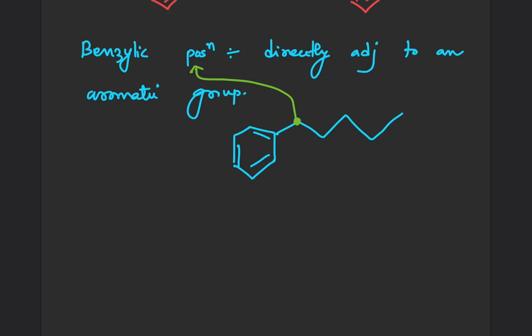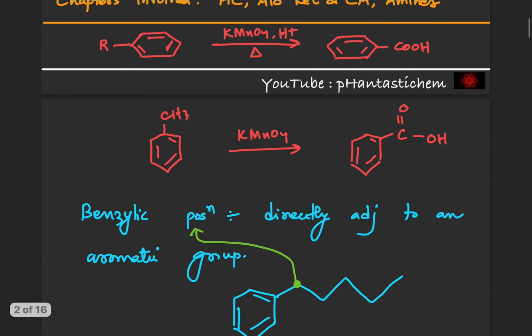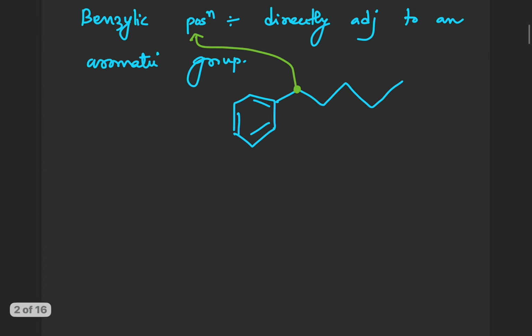Next, since I mentioned that alkyl benzenes, whenever we oxidize them, we get carboxylic acid, there is a catch here. The oxidation of alkyl benzene, that is these guys, to benzoic acid works only if there is hydrogen attached to the benzylic carbon. Very important.